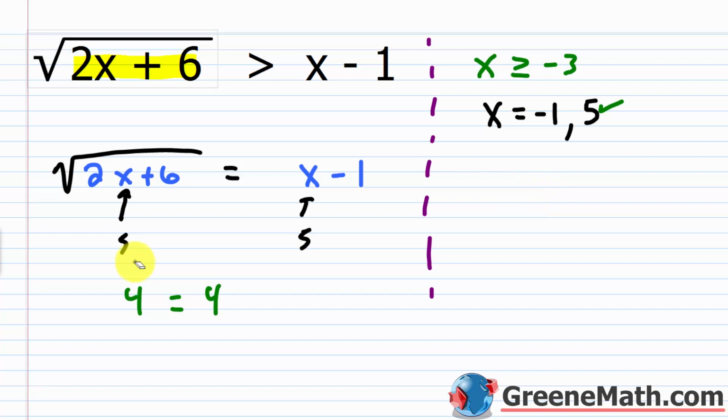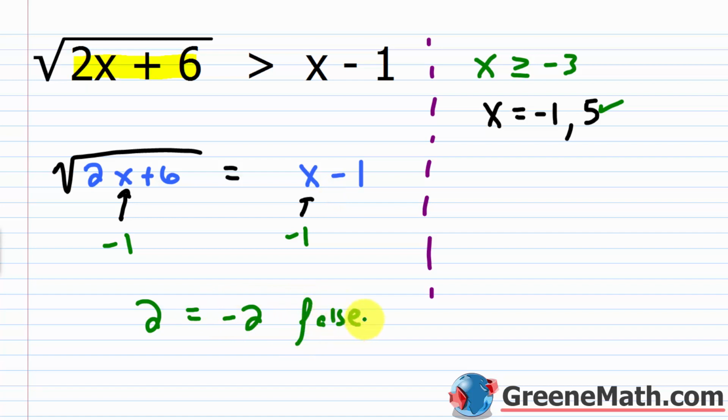But with negative 1, you're going to have a problem. Okay, with negative 1, you have an issue. If you plug that in here and here, 2 times negative 1 is negative 2. Negative 2 plus 6 is positive 4. So you'd have the square root of 4, which is 2, and that's equal to negative 1 minus 1, which is negative 2. So obviously this is false. So this guy needs to be rejected. Okay, it's an extraneous solution.